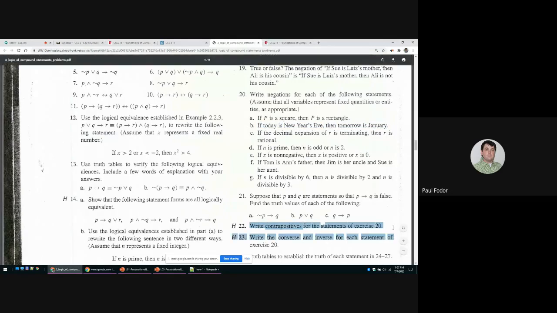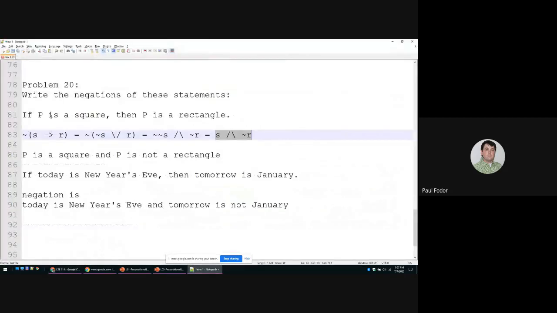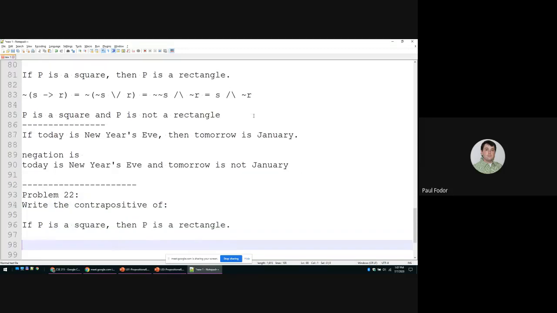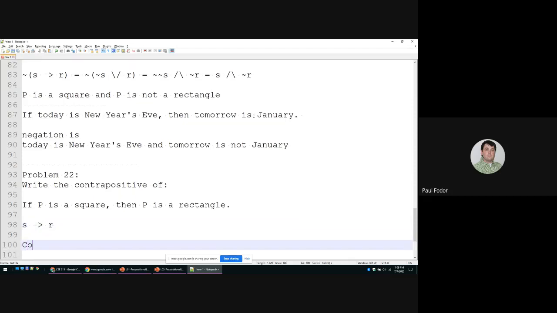Contrapositives. Let's actually do this one for the same problems that we wrote before. Write the contrapositive. So let's add it to our set of problems, problem 22, for contrapositives. If this was the statement, what is its contrapositive? Write the contrapositive of: if P is a square, then P is a rectangle. Again, write it in logic first. So square implies rectangle is our original implication. And now the contrapositive, it's easy to write, is basically not R implies not S.